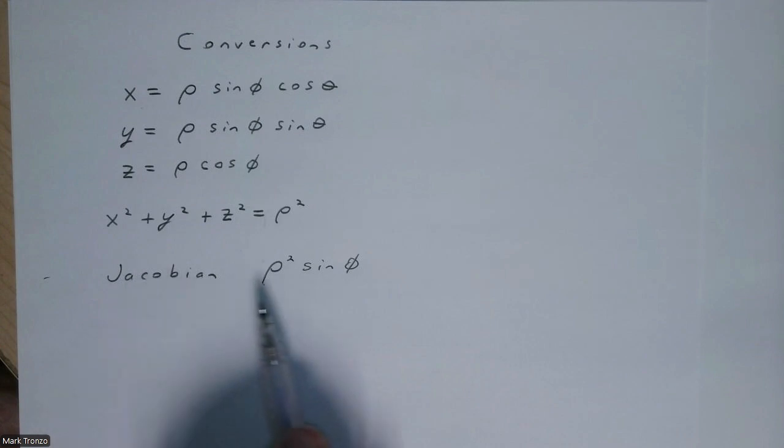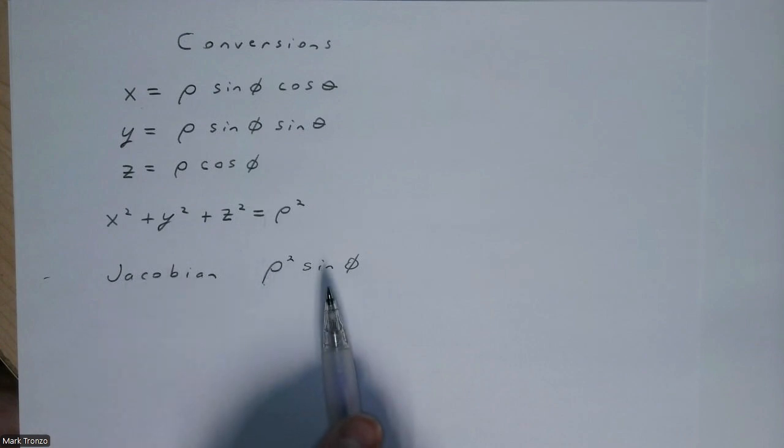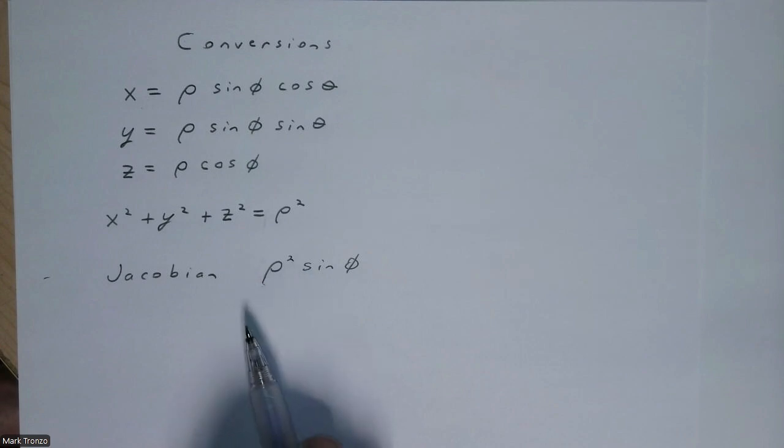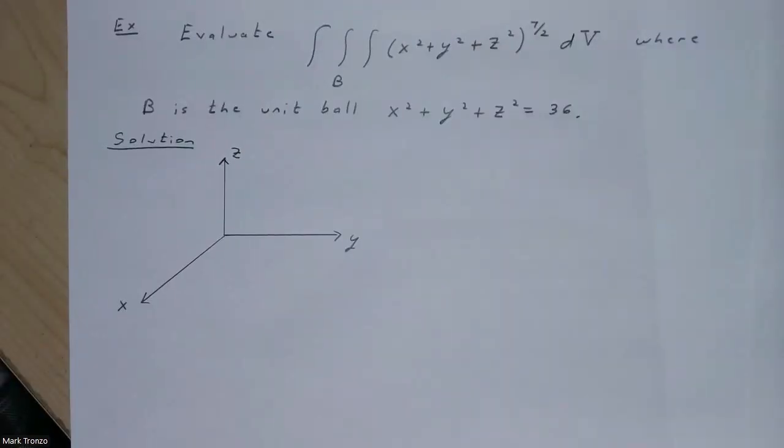We're also going to need the Jacobian, which is rho squared sine phi, just as when you had polar coordinates or cylindrical coordinates, you had to have the Jacobian, which was just r. So for conversion to spherical coordinates, it's going to be this. And you always have to have that in your integrand whenever you convert to spherical coordinates. So let's take a look at this problem.